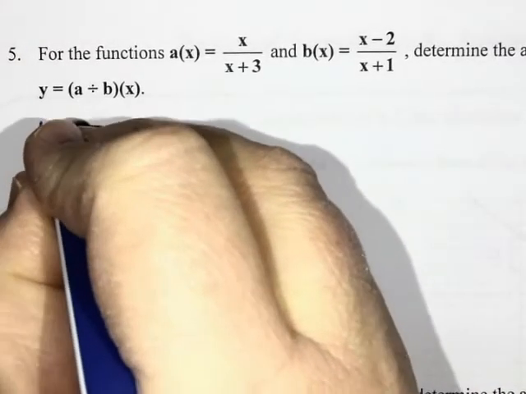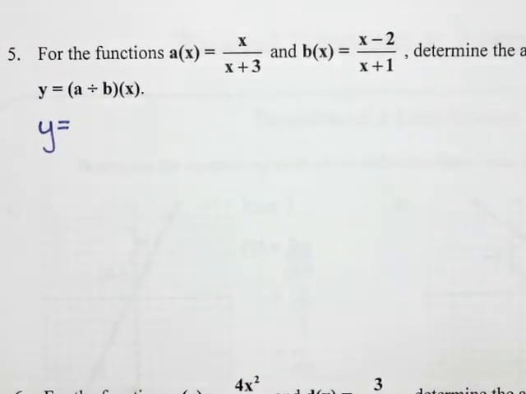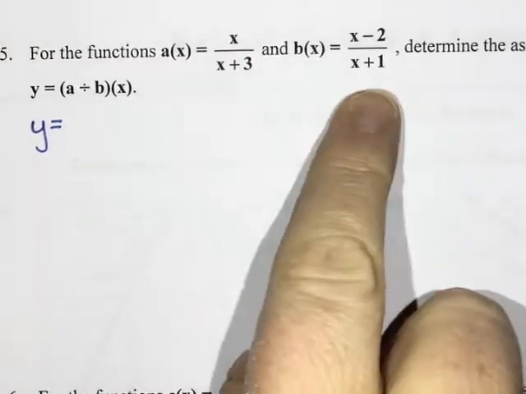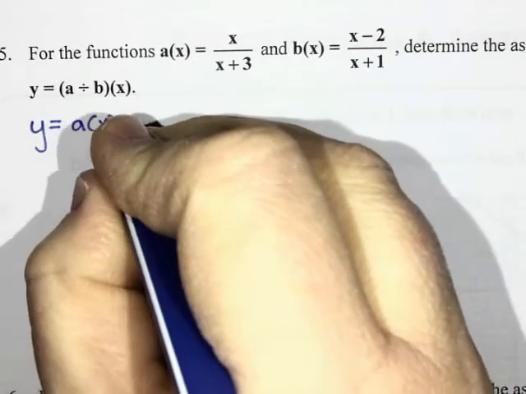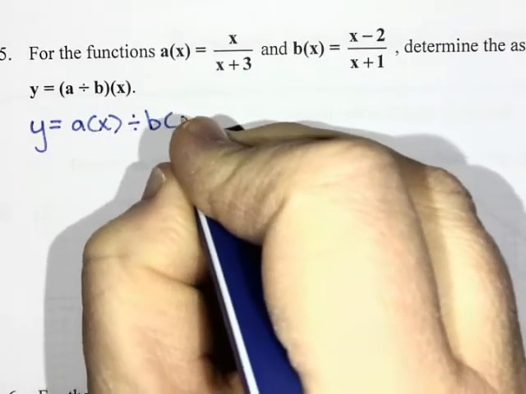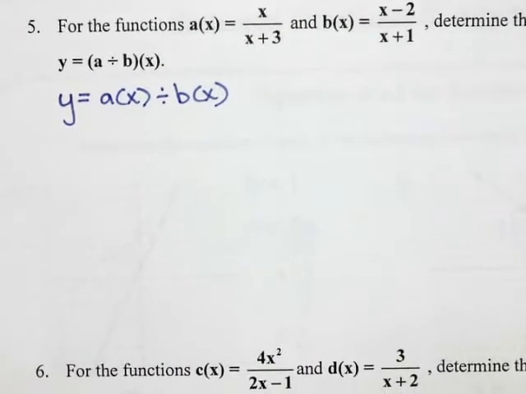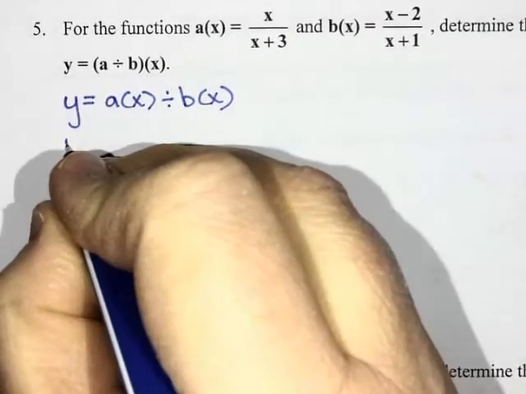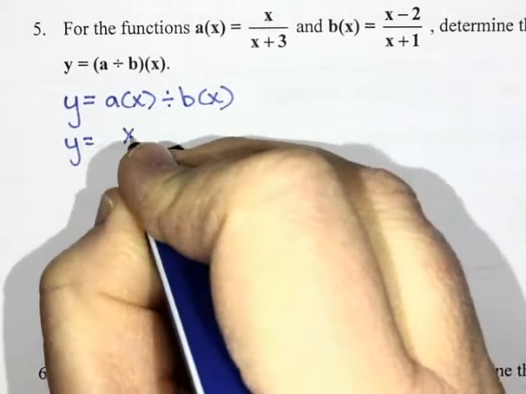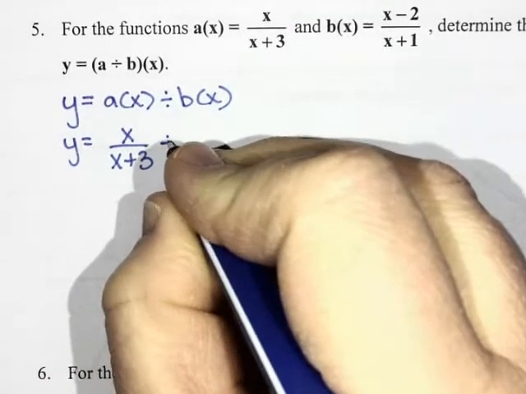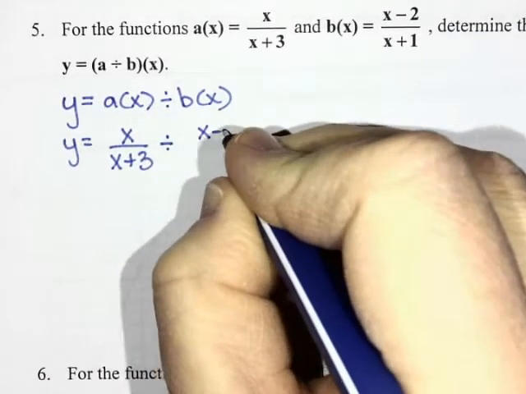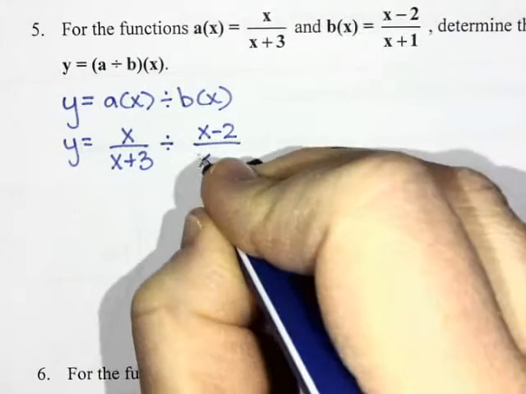So I'm going to say y equals, now I have a choice. I can do a of x divided by b of x as a fraction, or I can do a of x divided by b of x side by side. Since these are already fractions, I think I'm going to write them side by side just to make it a little easier. So y equals a of x divided by b of x. So I'm going to put in a of x, which is x over x plus 3, and then divided by b of x, which is x minus 2 over x plus 1.